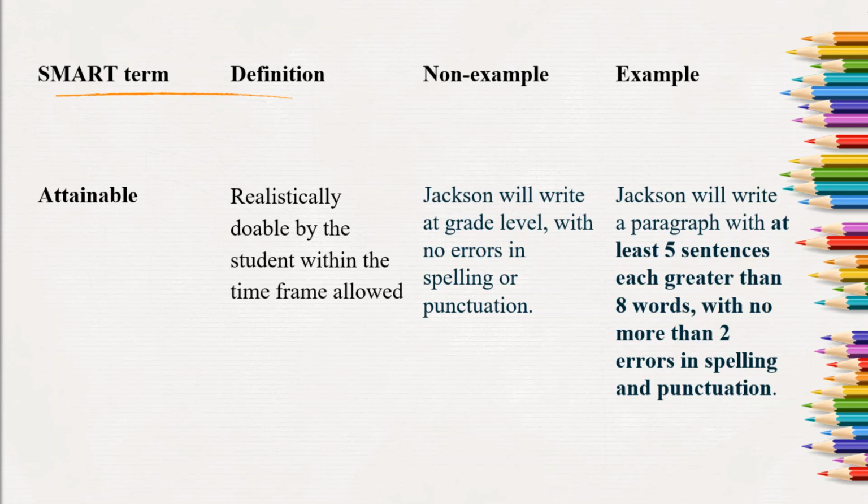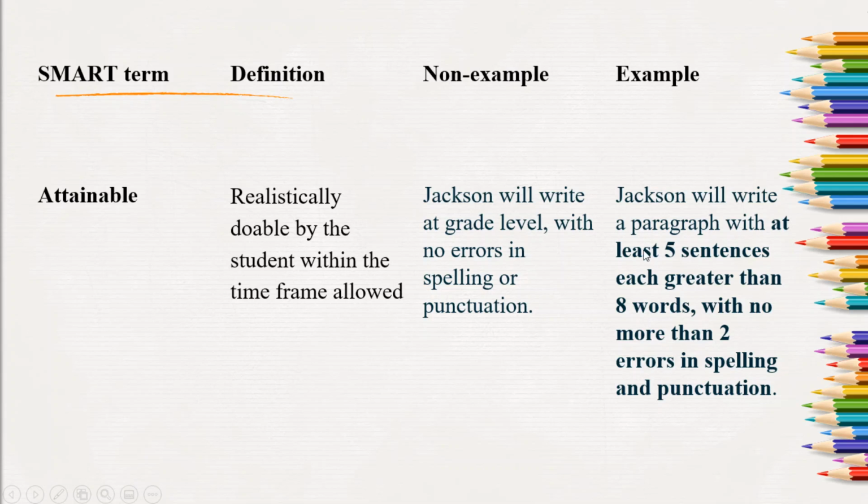So non-example will be Jackson will write at grade level with no errors in spelling or punctuation. So this goal is not realistic because it's not leaving room for errors, which likely, if you're giving a student a writing goal, that probably indicates that they really struggle in this area. So it's more likely that we'll want to lessen the amount of errors and also make it more attainable for the student to achieve. So for an example, Jackson will write a paragraph with at least 5 sentences, each greater than 8 words with no more than 2 errors in spelling and punctuation.